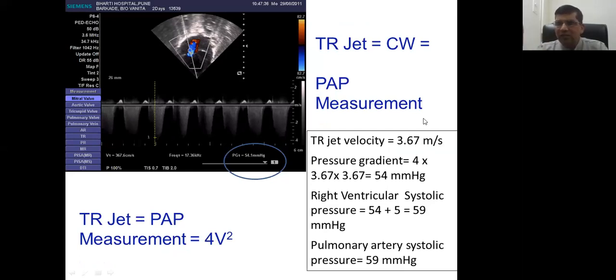Apply the Bernoulli's equation. Whenever you want to calculate any gradient, TR jet, MR jet, PR jet, AR jet, VSD jet, ASD jet, or pulmonary stenosis, aortic stenosis, everywhere, you will have to put continuous wave Doppler, measure the velocity of that jet, and apply the Bernoulli's equation. Bernoulli's equation, as you know, is 4 into V square. And in this case, 4 V square.